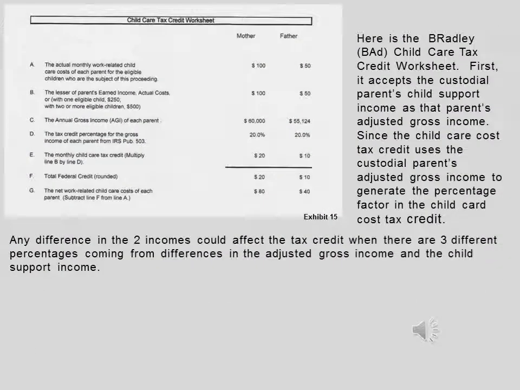Here is the Bradley Bad Child Care Tax Credit Worksheet. First, it accepts the custodial parent's child support income as the parent's adjusted gross income. Since the child care cost tax credit uses the custodial parent's adjusted gross income to generate the percentage factor in the child care cost tax credit, any difference in the two incomes could affect the tax credit when there are 3 different percentages coming from differences in the adjusted gross income and the child support income.